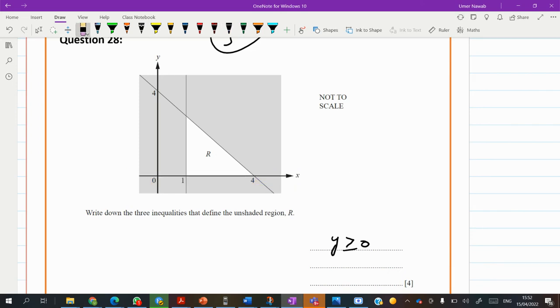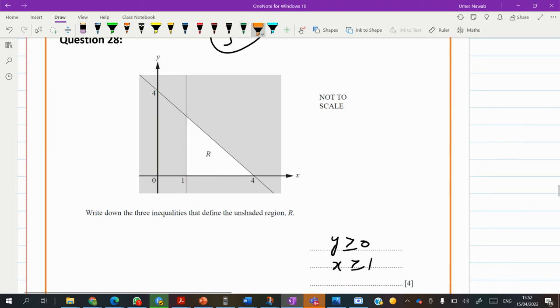Now I come to the second line, which is a vertical line. This is x equals 1. The wanted portion is on the right hand side and it is a dotted line. So x is greater than or equal to 1. This is also done now.